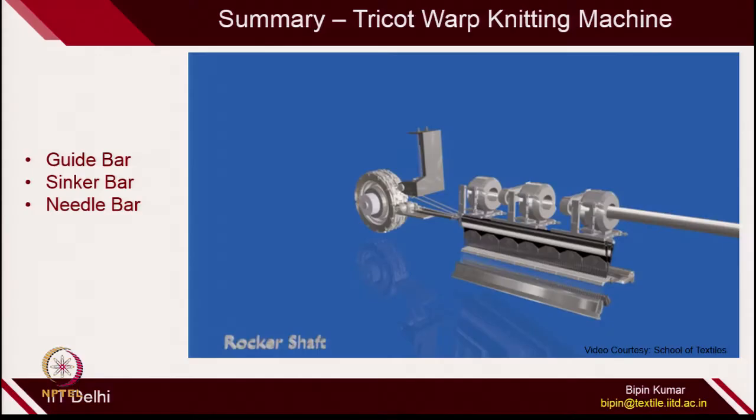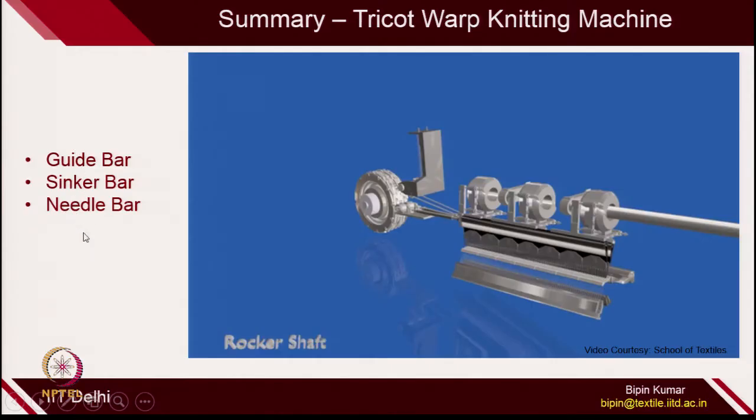In the last classes, I also introduced one simple machine, which was the tricot warp knitting machine. In that machine, I showed you there were three bars. A bar is a long rod on which individual guides, sinkers and needles are placed. Any warp knitted structure produced on a tricot machine has the interaction of three basic elements on the machine, which are the guide, sinker and needle. These three individual elements of the machine are placed on their respective bars. So, this video will show you how these guides, sinkers and needles are placed on the machine.